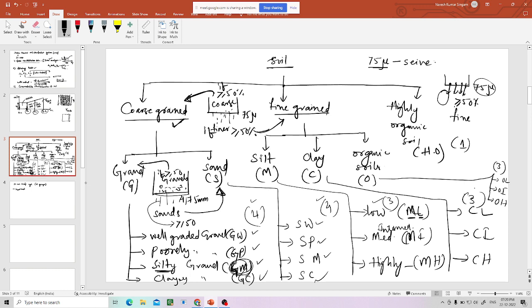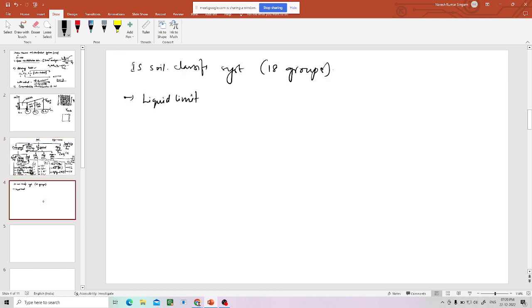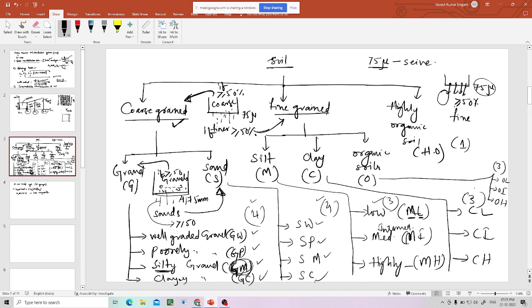If it is fine grained soil, then what you have to do? Immediately you will have to go for some tests, the Atterberg limit tests. One of them is majorly liquid limit, that you can write as LL or WL. So water content at liquid limit, or liquid limit directly, LL, both are water contents. If liquid limit is less than 35%, that is called low compressible soil.